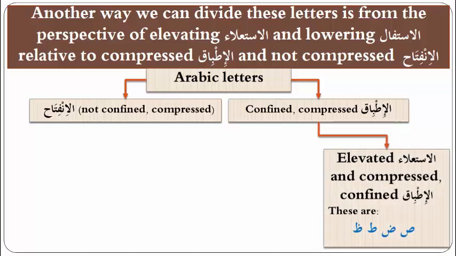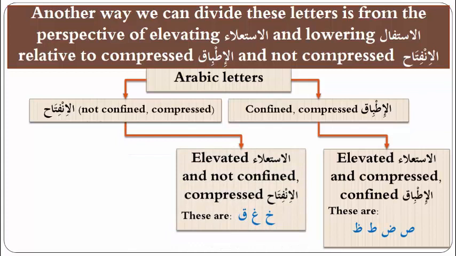So, the first category are the letters of itbaq, which are compressed and confined, and they are 4: Sad, Dad, Ta, and Dha. And these letters also are elevated. They are musta'liyah. They are letters from al-isti'la. So they have two attributes. They have the attribute of al-isti'la and al-itbaq at the same time. Okay? So they are very elevated. They are the most elevated letters in the Arabic alphabet.